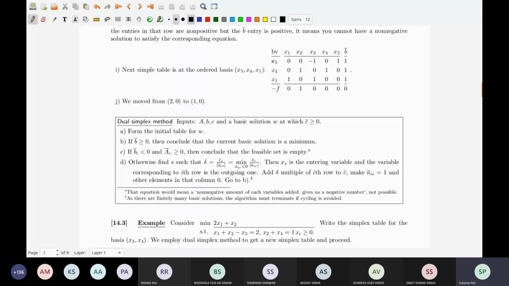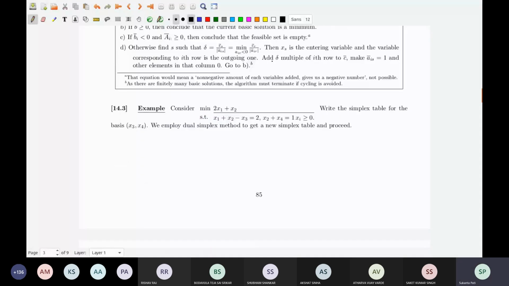Okay, before multiplying itself, you decide on the pivot. You have to decide on the pivot. Before that you have to decide, and I will tell in this example how exactly I am deciding.